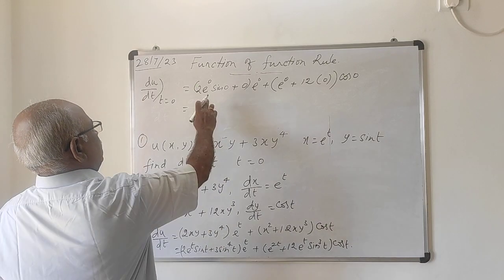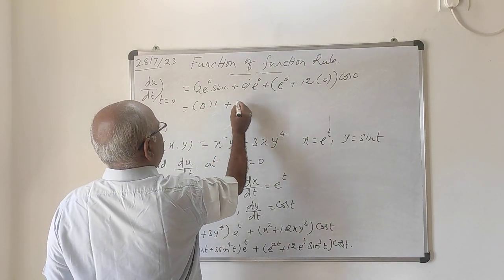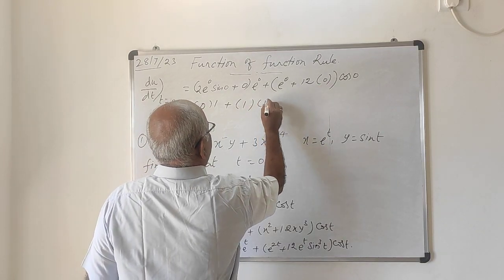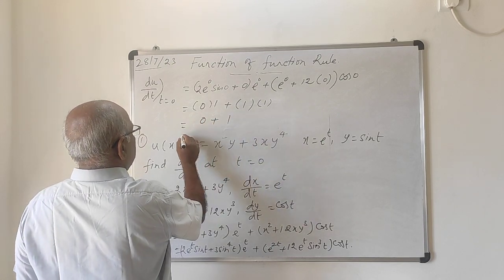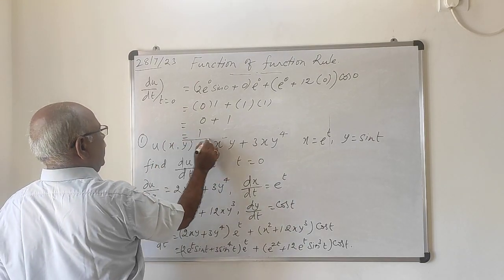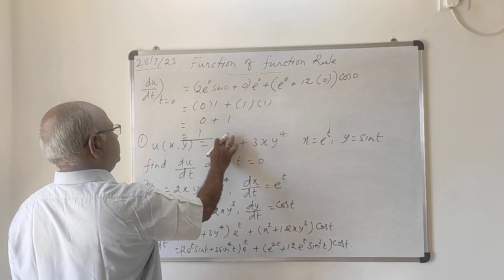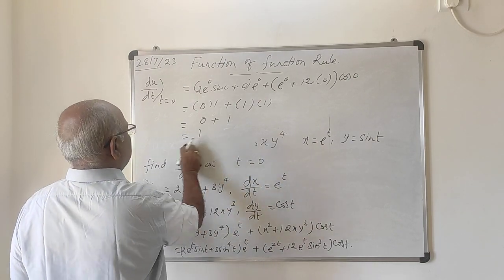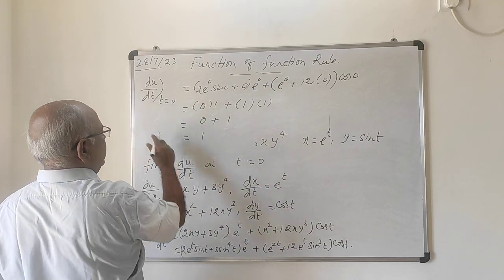Okay, everything is 0. This is 0 and this is 0, e power 0 is 1. Plus here e power 0 is 1, this is 0, into cos 0 is 1. So your answer is 1 into 0 is 0, plus 1 into 1 is 1. So the answer is 1. So du by dt at t equal to 0 is 1. This is our answer. That's all about the problem. 0 plus 1 is 1. Therefore, du by dt at t equal to 0 is 1.